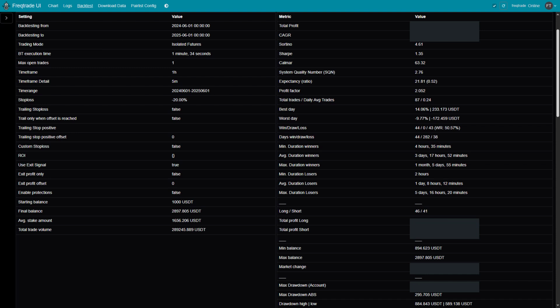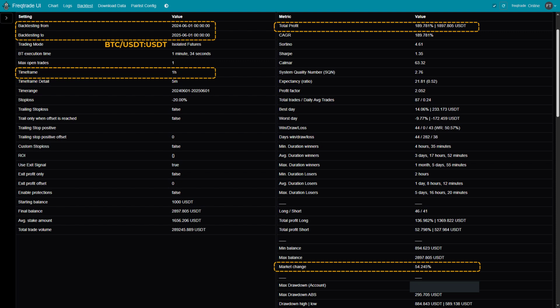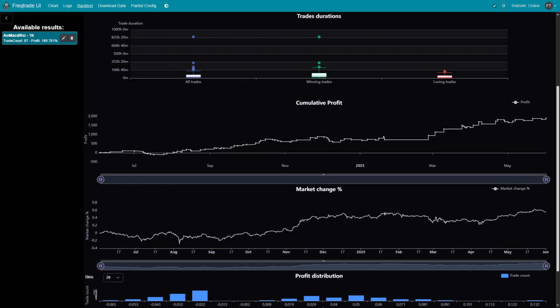We ran the backtest on BTC perpetual futures, using the 1-hour time frame over the past year with the optimized settings. Here's what we found. The strategy delivered a total profit of 189%. For comparison, the market itself returned around 54% during the same period. The maximum drawdown was 15.68%, which means the strategy did experience some pullbacks, but overall, it managed risk well and stayed profitable. Now, let's take a look at the visual summary of these results.